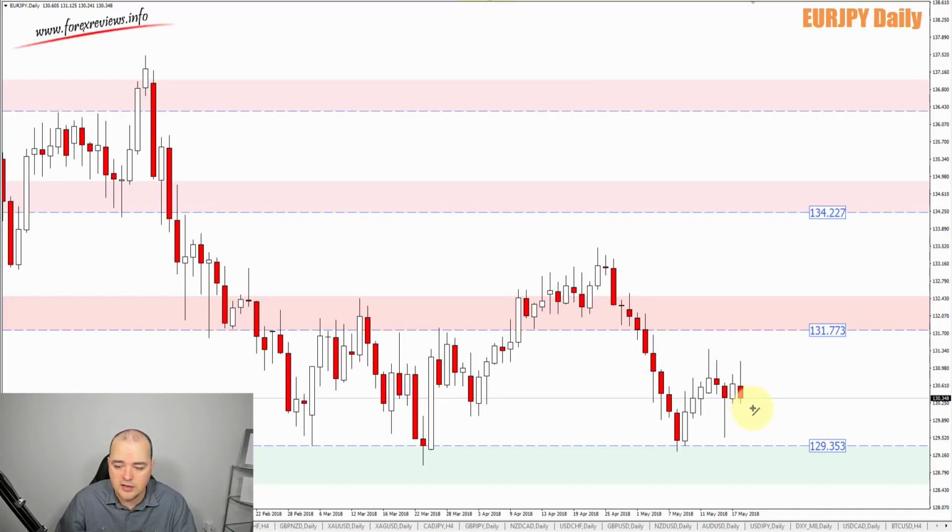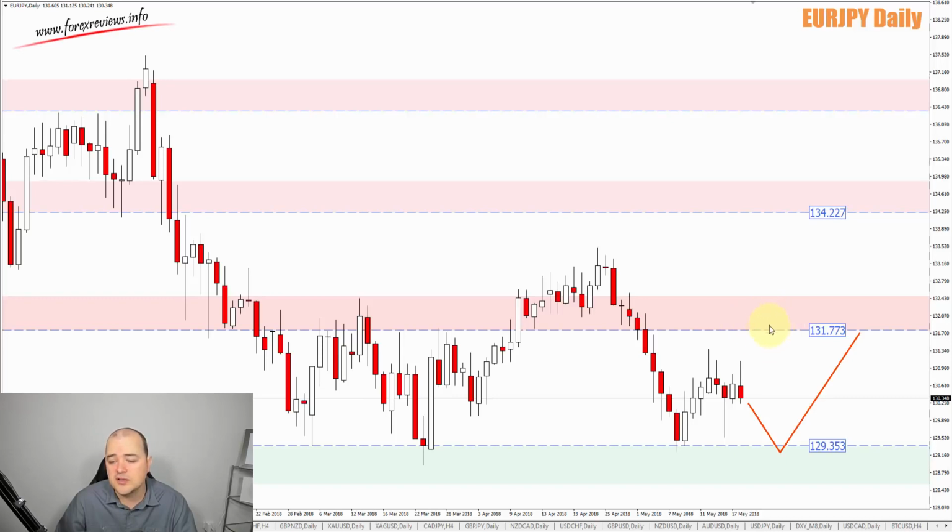This is an area that, if price action retests this area this week or in the near future, is an area on this market where I'm just looking for bullish evidence. And if I see the right bullish evidence in this area, then potentially looking for a move all the way up to the 131.77 zone area to the upside.